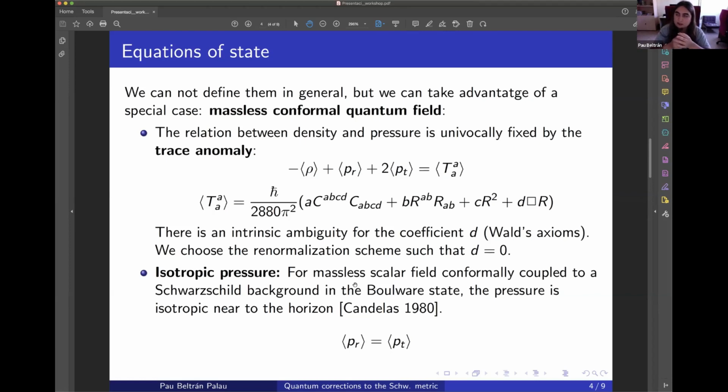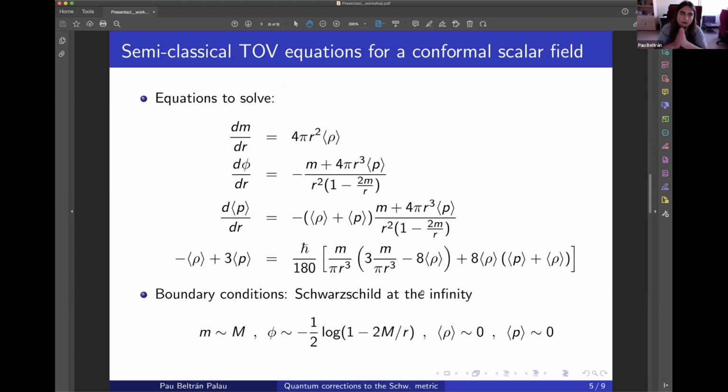And since we expect that the main quantum corrections appear near the horizon, and far away from the horizon the pressure and the density will be practically 0, we can assume that this expression here is verified in all the space, because we expect that our solution behaves in a similar way as this solution of Candelas. This is our particular simplifying assumption. Okay, so introducing all of this into the semiclassical Einstein equation, what we find is this system of equations to solve, which is the TOV equations, but with the pressure and density of the quantum vacuum.